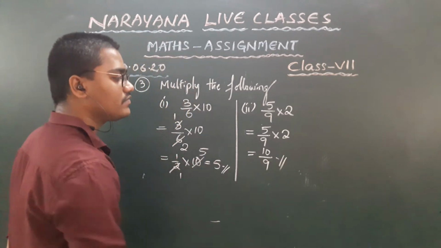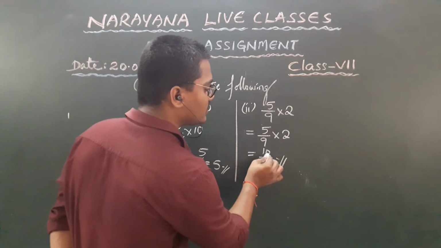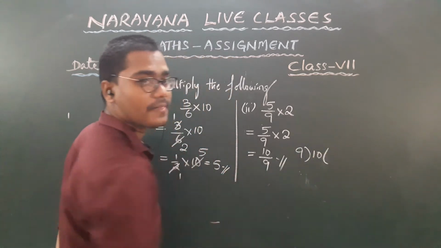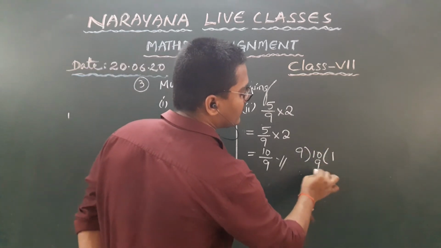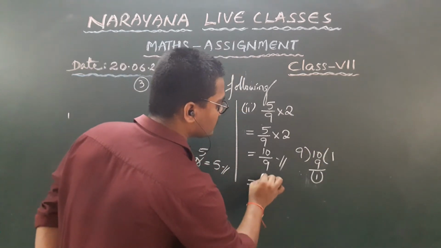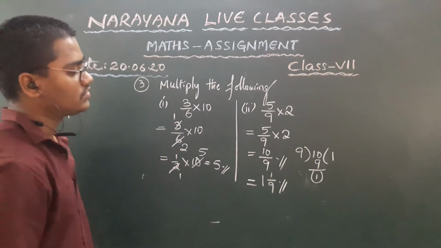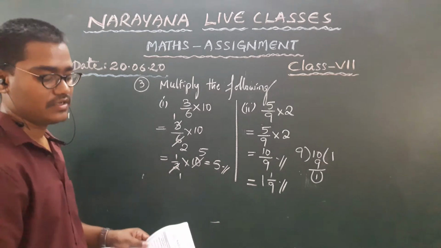If you want to convert the improper into a mixed fraction, you need to divide the numerator by the denominator. That is 10 divided by 9. In the 9 table, 9 1s are 9, 1 is the remainder. So this can be written as 1 1 by 9. So the answer for the question is 1 1 by 9. I hope it is clear, children.